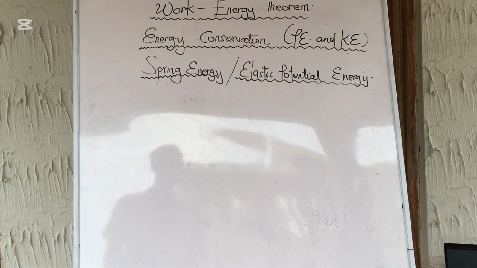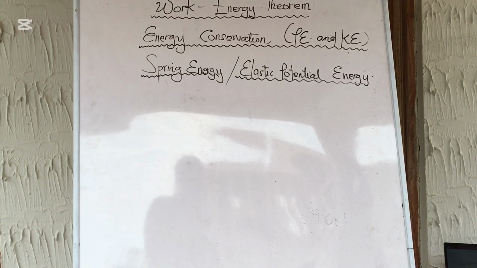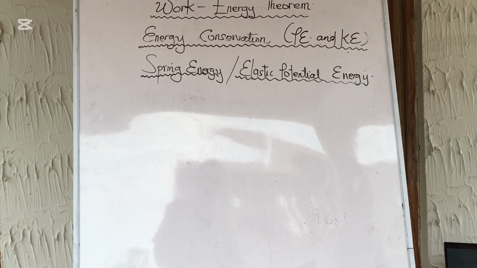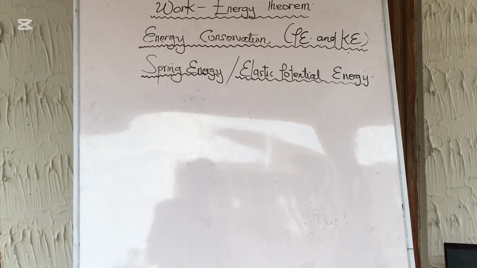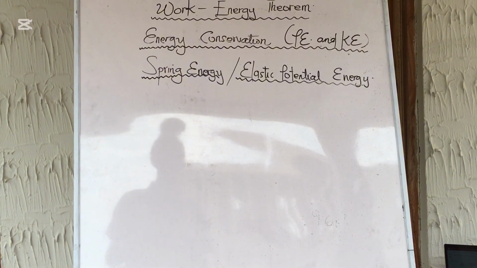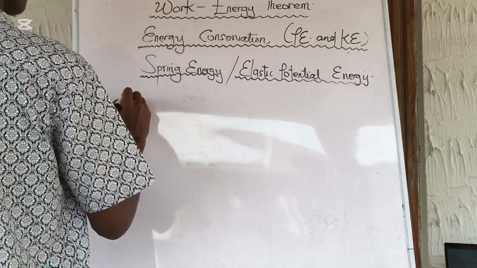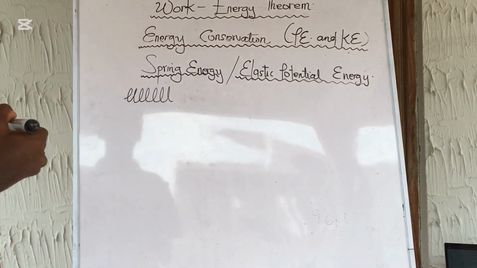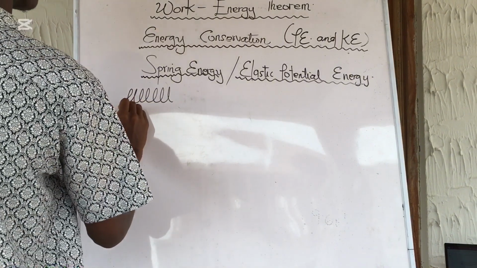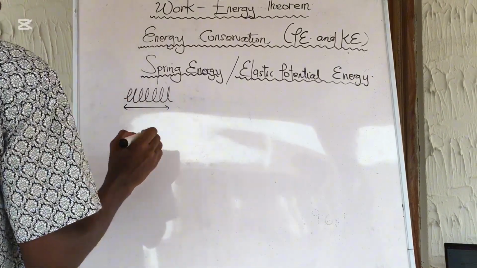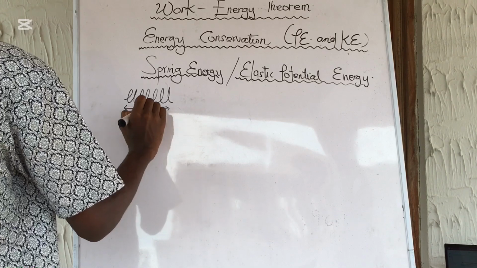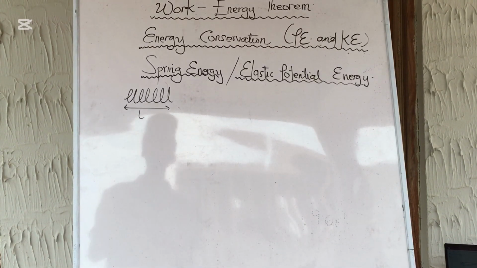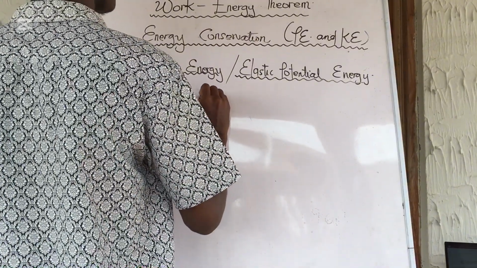Yeah, so now we are looking at the spring energy or the elastic potential energy. This is the energy that is actually found in a spring or a string when you stretch it or compress it. For instance, if you are having a normal coiled spring, this is the original length of the spring when it has not been stretched or compressed. So original length. Now you know that you can stretch a spring, right?